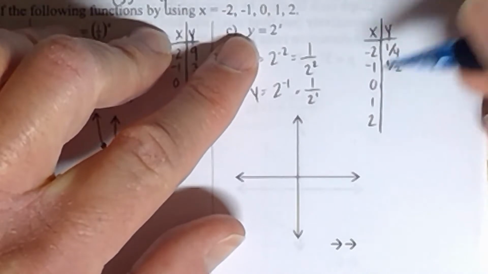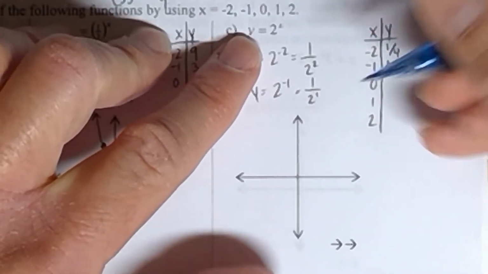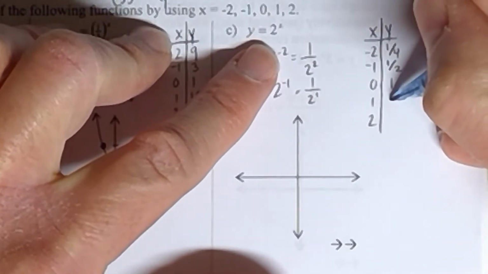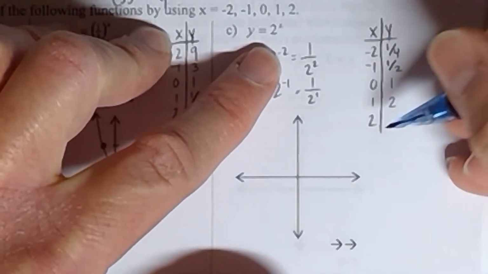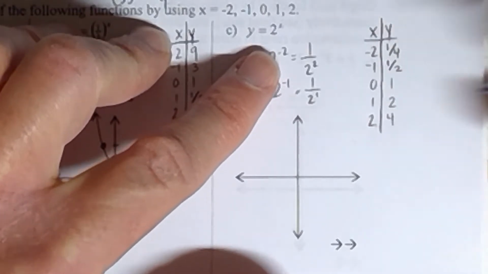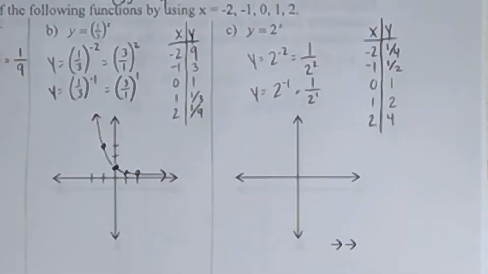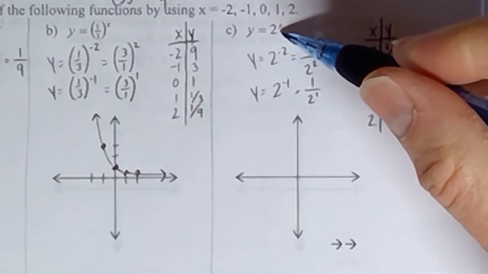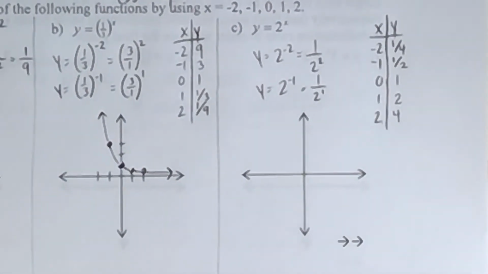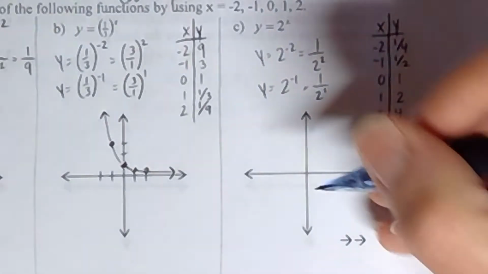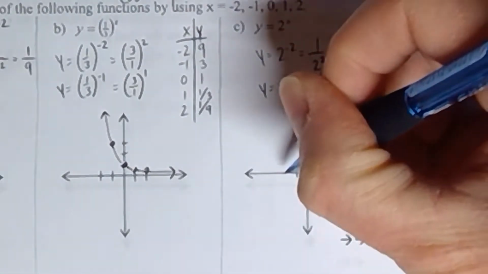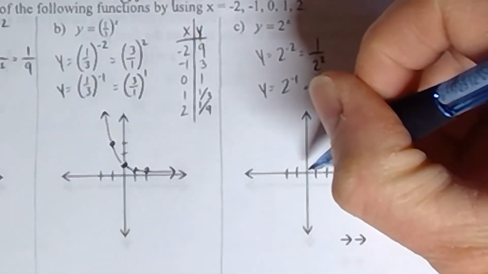Anything to the 0 power, when you plug the 0 into the exponent, is going to be 1. Plug in 1, you get 2 to the first, that's equal to 2. You plug in 2 right here, you get 2 squared, which is 4. So because the 2 is bigger than 1, it's going to be a very similar looking shape to the first problem, 3 to the x, but it's going to be a little bit wider. It's not going to be so narrow and sharp turning and all that.